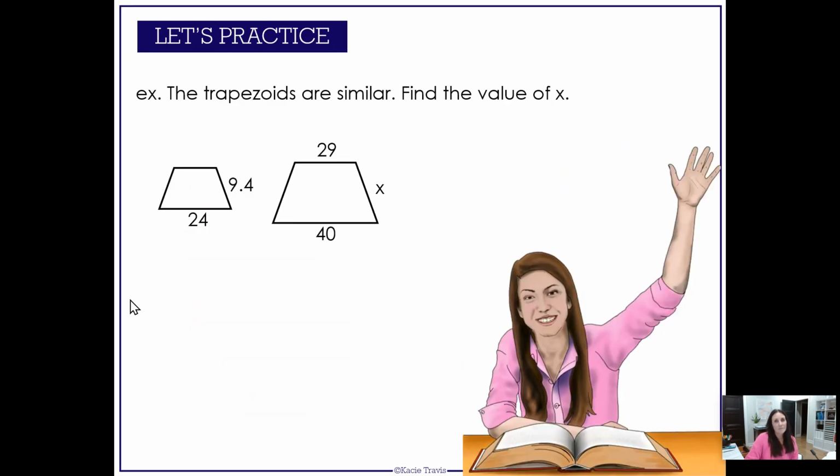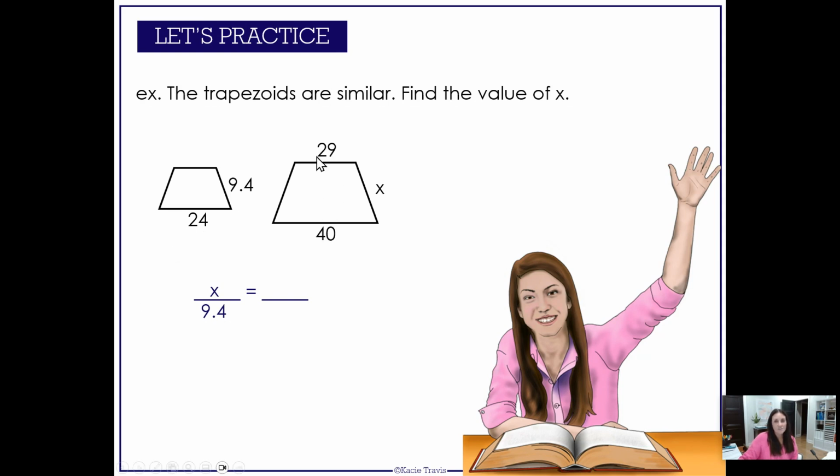One more quick example. Here we have trapezoids. It asks us to find the value of X. So again, we're going to find our missing side lengths. And so we're going to start with X, and we're going to put it over its corresponding side. Then we're going to go back to the original figure.